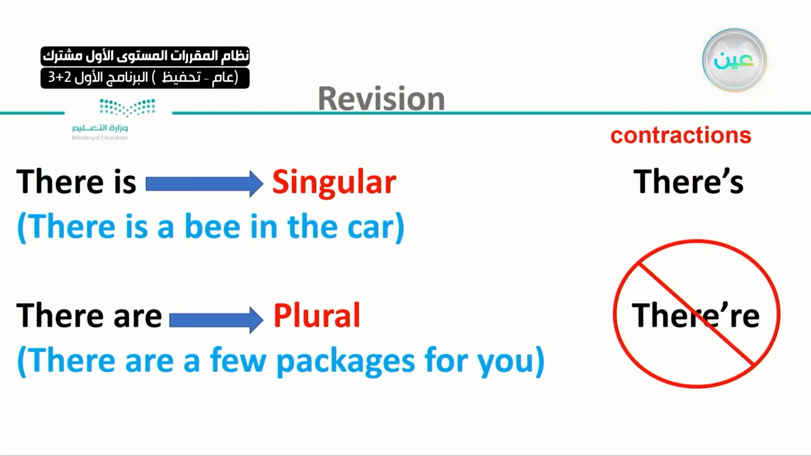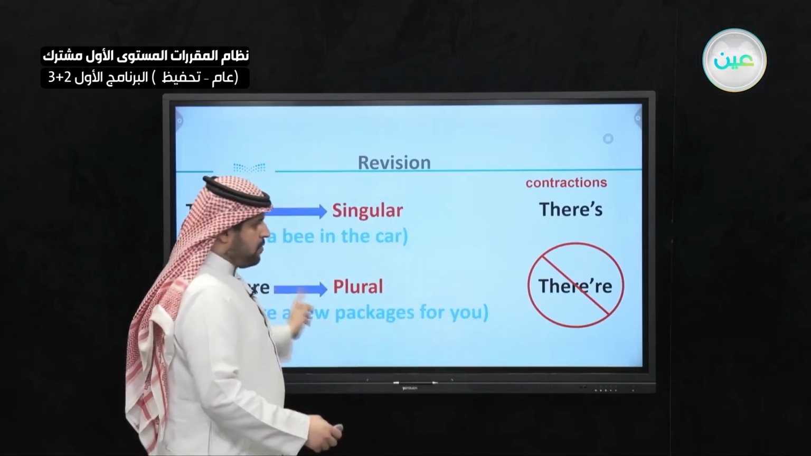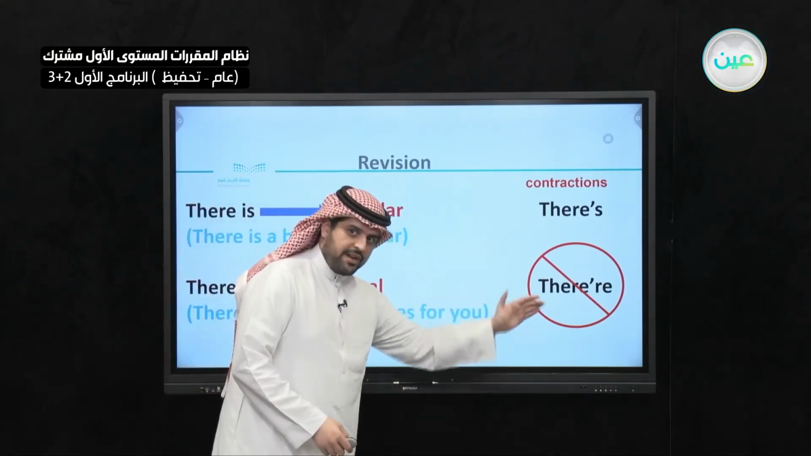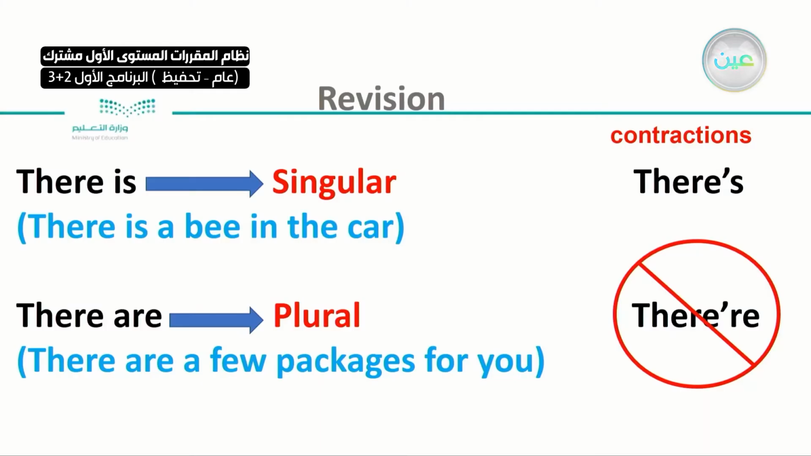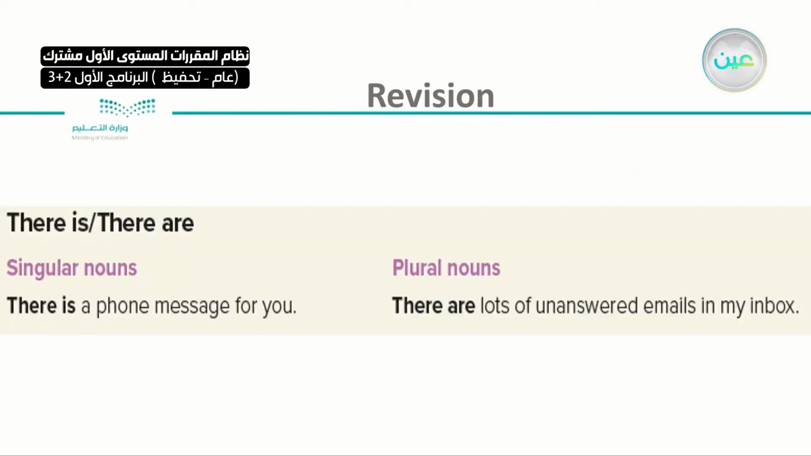There is, we can say there's. But there are, we can't say there're. The contraction is only allowed with there is, not there are. And we took also there is, there are, with singular and plural nouns. There's a phone message for you. There are lots of unanswered emails in my inbox.